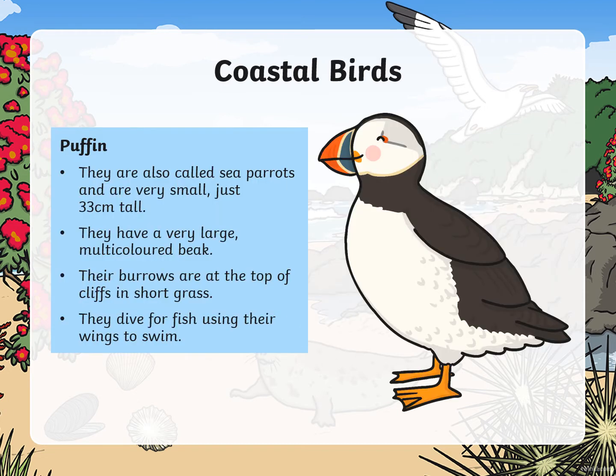Another coastal bird is a puffin. They are also called sea parrots and are very small, just 33 centimetres tall. That's not much bigger than one of our classroom rulers. They have a very large multicoloured beak. Their burrows are at the top of cliffs in short grass. They dive for fish using their wings to swim.